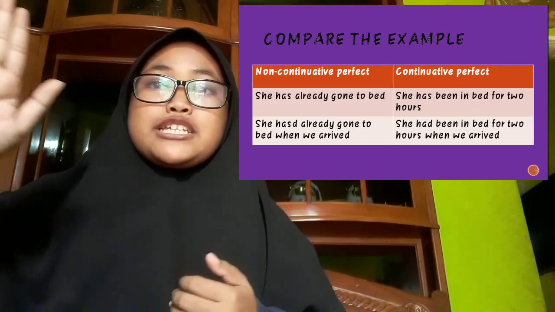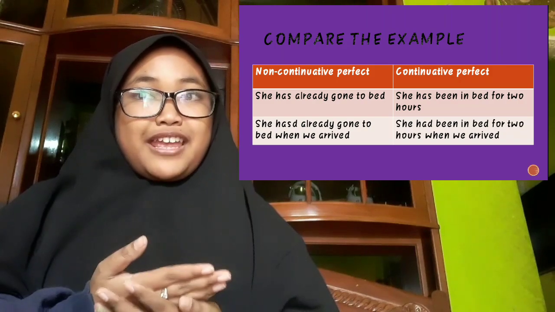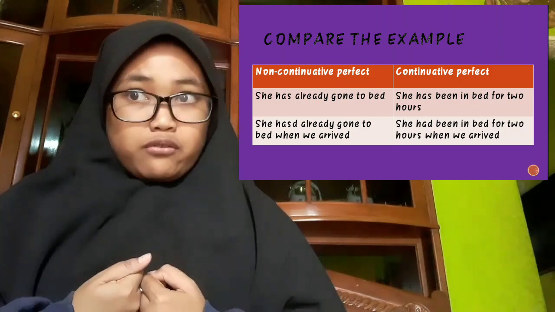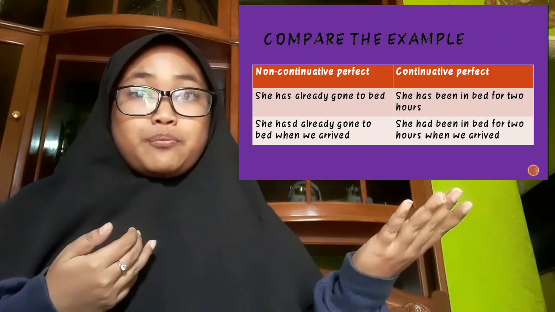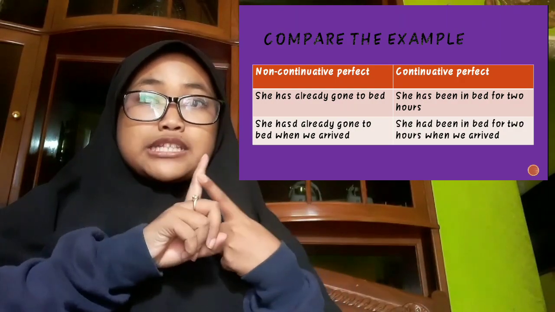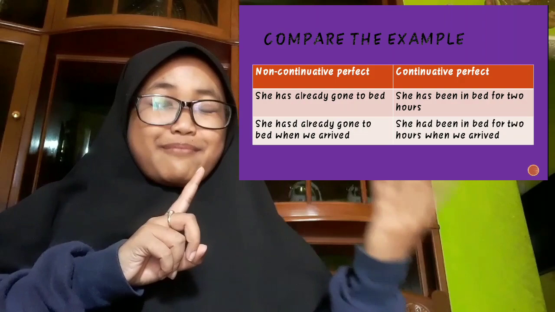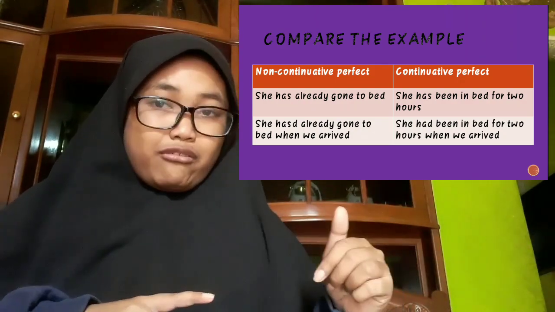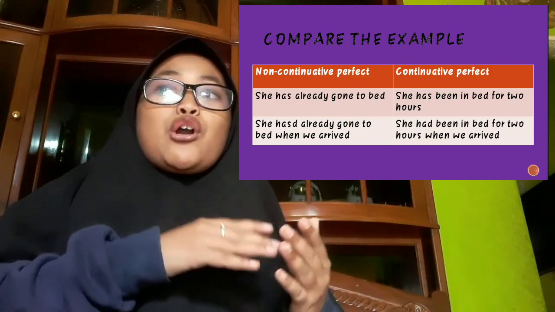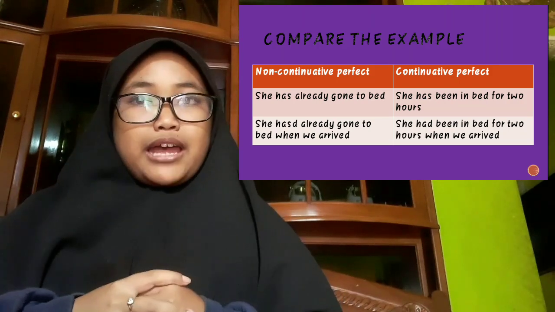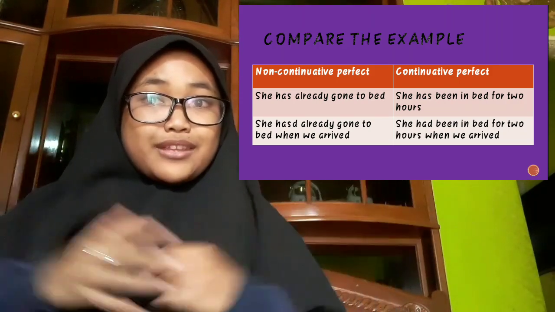There is the non-continuative perfect: "She has already gone to bed." In the continuative perfect: "She has been in bed for 2 hours." It means that she is still sleeping right now, until now. But in the non-continuative perfect, "she has already gone to bed," we don't know the time.